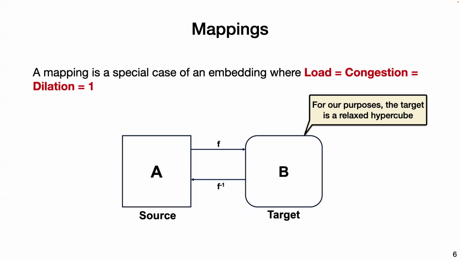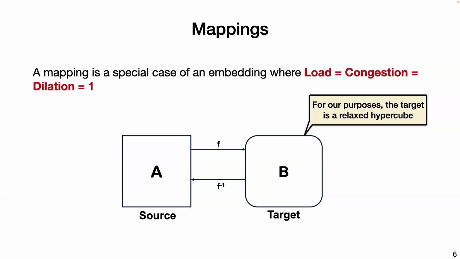So a mapping is a special case of an embedding where the load, the congestion, and the dilation are all equal to 1. Ideally, we would like to generate mappings between topologies, because then congestion and dilation are both 1, so the communication is unaffected, and the load is 1, so the computation is also unaffected. And this is the high-level goal.